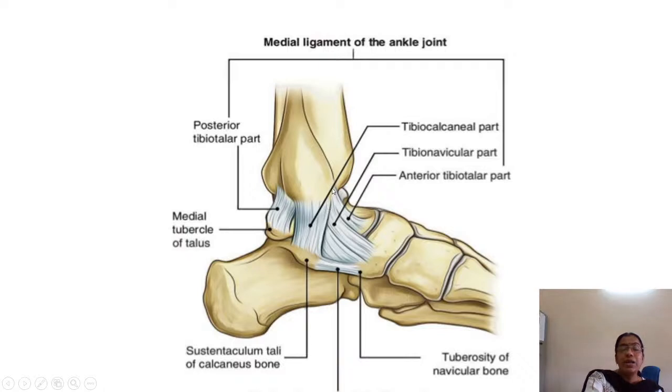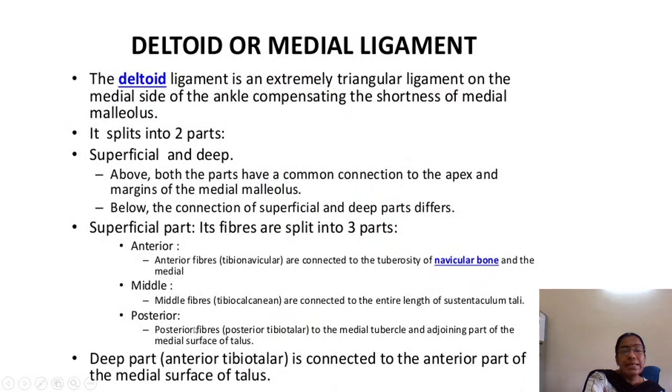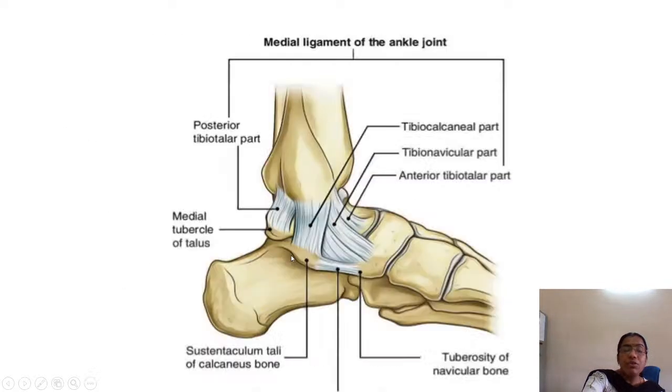The anterior fibers of the medial ligament extend from the medial malleolus to the navicular bone. So this is the medial malleolus and it is extending up to the navicular bone. These fibers are called the tibio-navicular fibers. So this is the tibio-navicular part of the medial ligament.